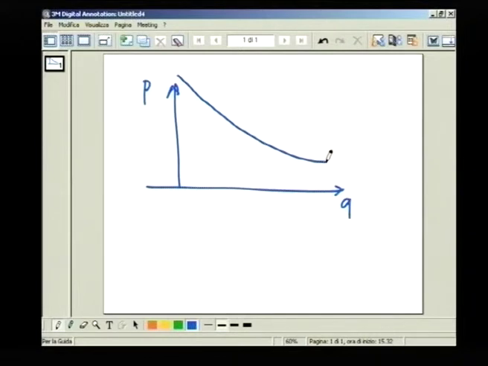And there is another curve which is called the supply. This is called the demand curve, and this is the supply curve. The supply curve is that of the producer. The producer, of course, is encouraged to produce, to deliver more goods to the market when he finds that the price increases. While when the price falls, he is not very much interested to produce more goods.